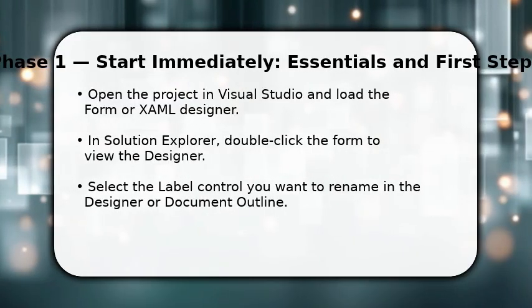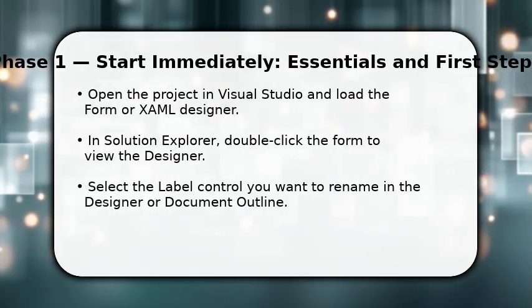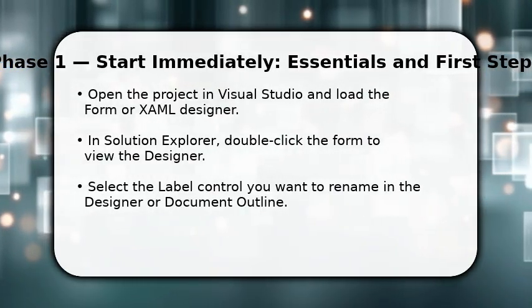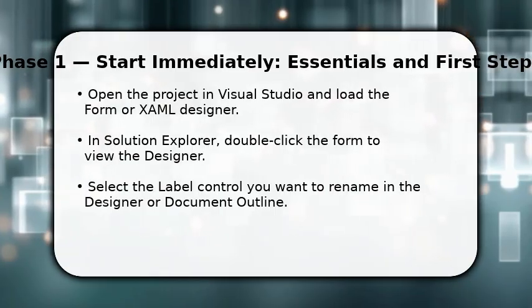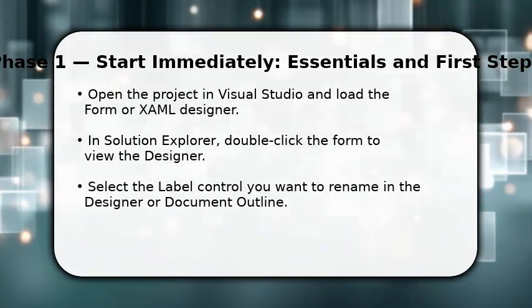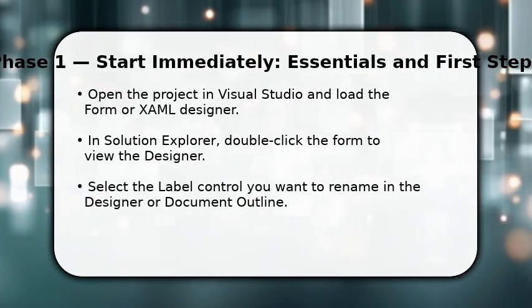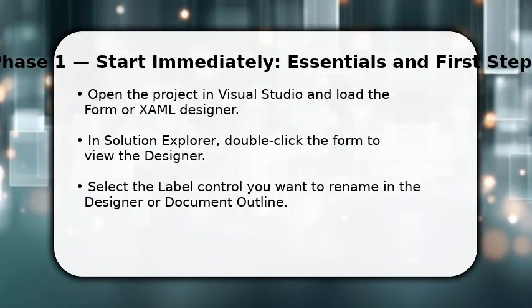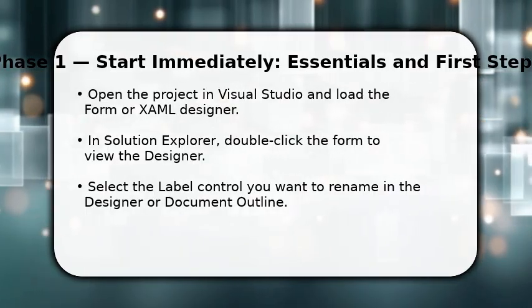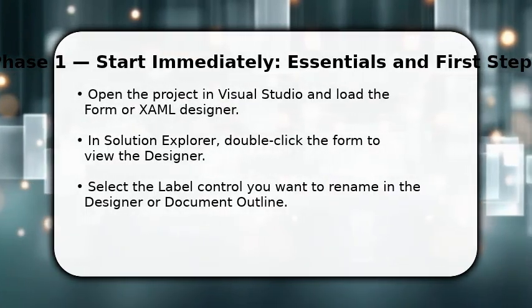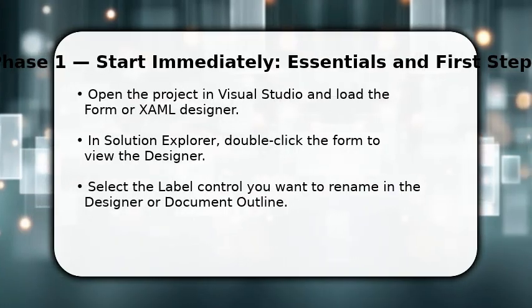You start in the designer because this is the only reliable way to rename a label control. Once your form is open, click the label so it becomes selected. Make sure the Properties window is visible. If not, press F4. You do this because the control's identifier lives in the Name property, not in the displayed text. Immediately proceed to the Properties pane to change the Name value.